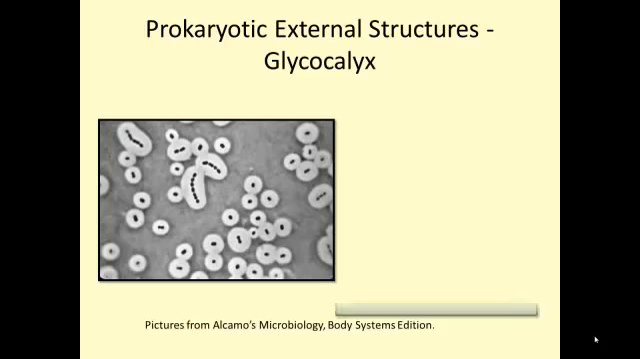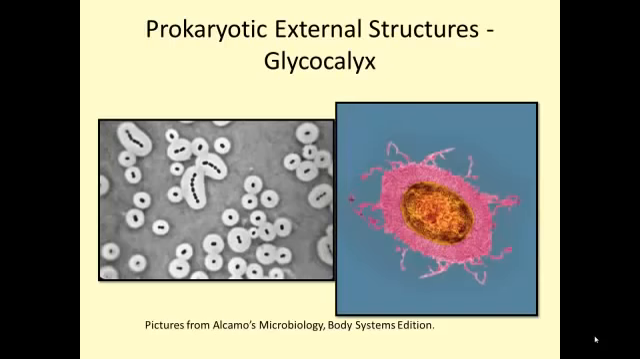Now, the other form of the glycocalyx is the slime layer. That's where the carbohydrates are less closely attached to the cell, and they have a tendency to be more sticky. The function of the slime layer is to stick to other cells and to stick to other surfaces. They have a prime function in forming biofilms.